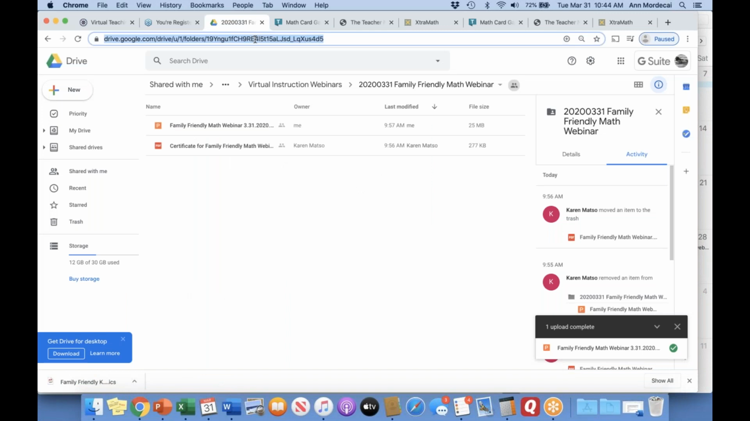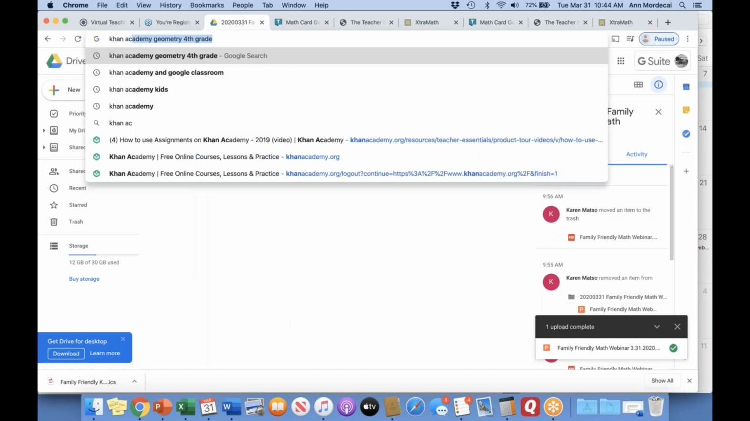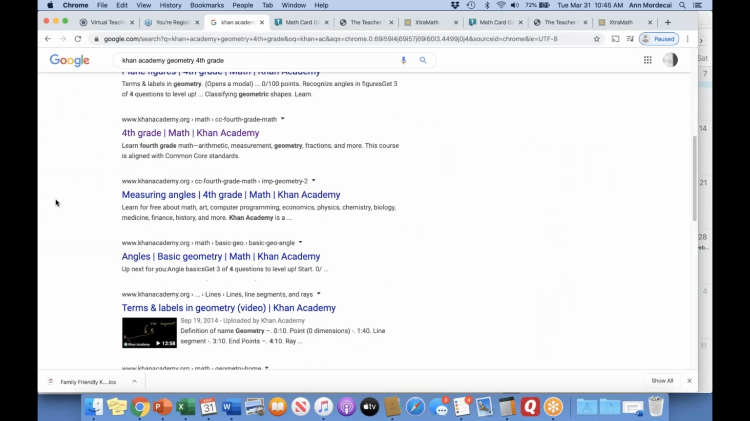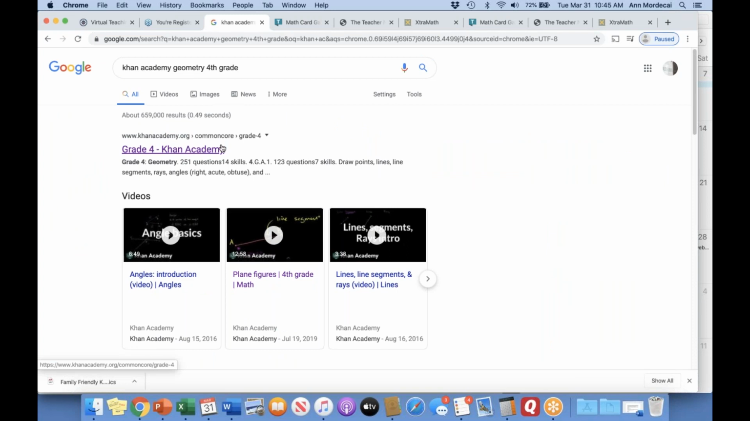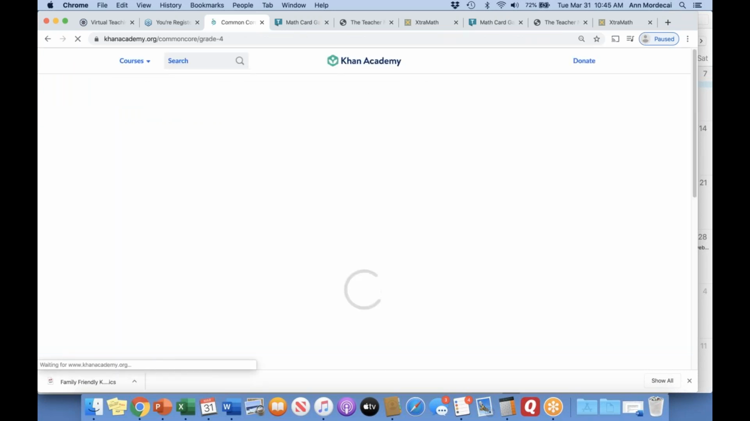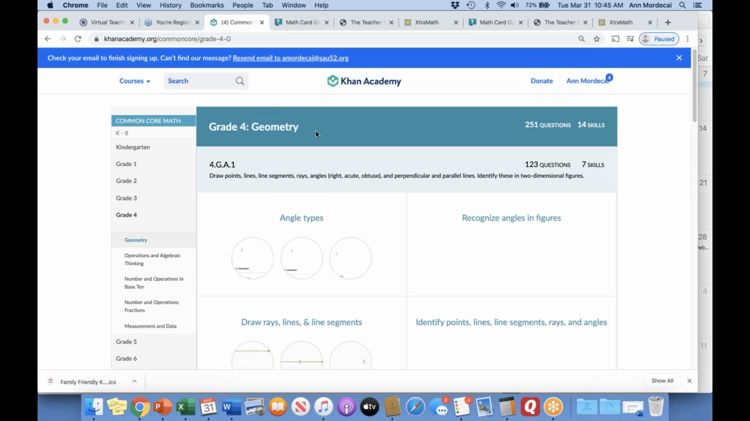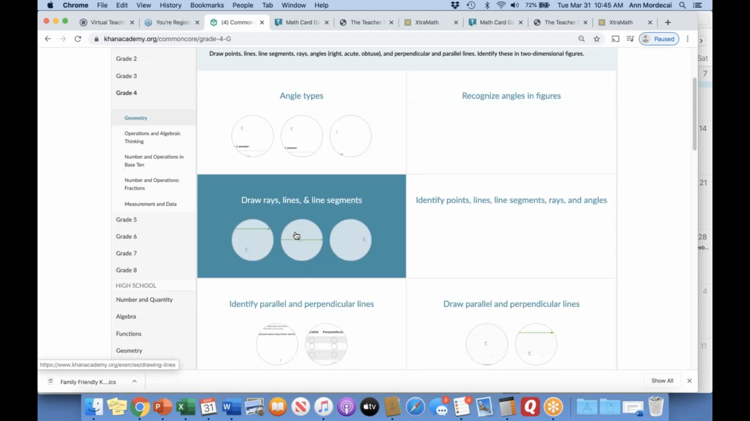So if I go to Khan Academy Geometry 4th grade, you can see I've done it before. I'm going to get a whole bunch of results, but I want Khan Academy. It usually comes up first if I'm specific like that about Khan Academy, what the topic is, and the grade. Click on that, and it's going to bring me to the 4th grade geometry section. In 4th grade, there's also operations and algebraic thinking, numbers and operations in base 10, fractions, and measurement and data. But I asked for geometry, so this is what I get.